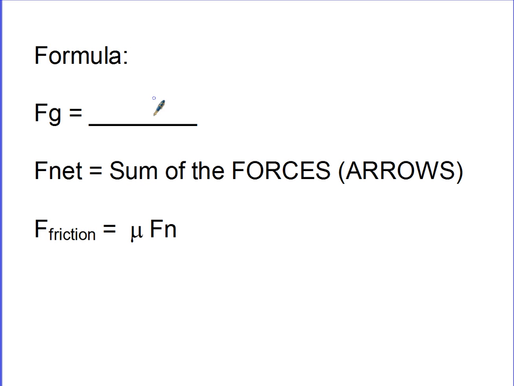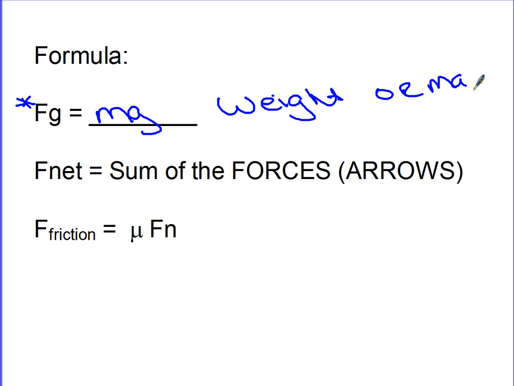Formulas, Fg equals mg. Be able to use this formula to find the weight of an object. If I give you the mass, you'll have to find the weight. If I give you the weight, you have to find the mass. F net, from our second law, this is always the sum of the forces. This is always the arrows on your free body diagram. And friction is mu Fn.